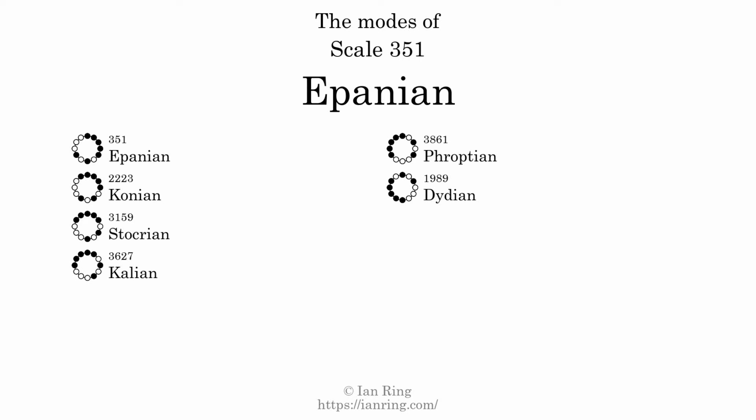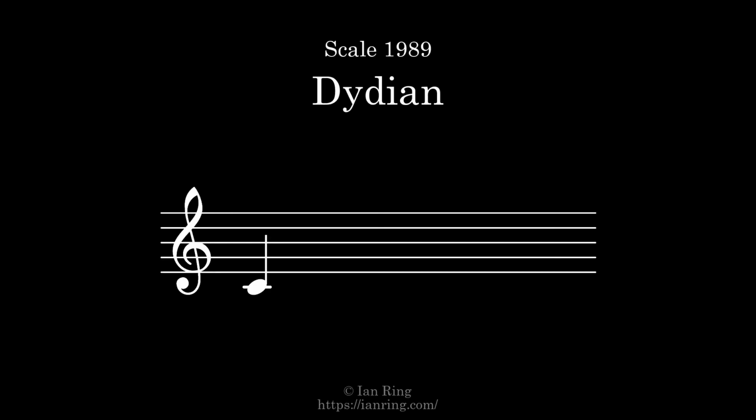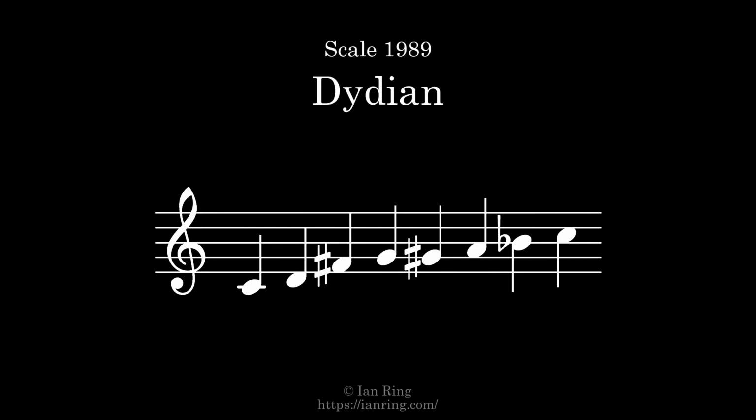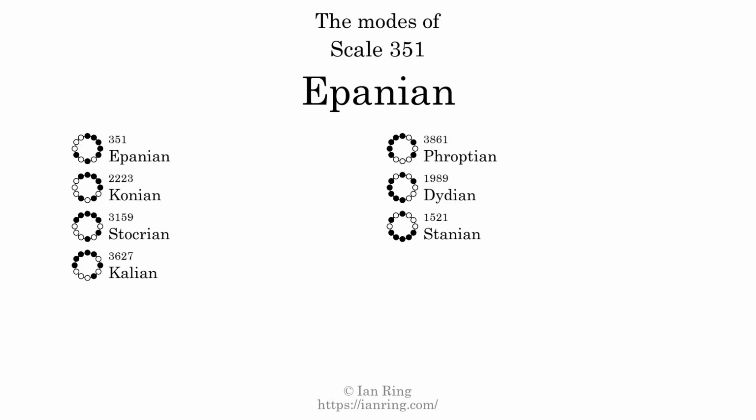The sixth mode is scale 1989, also known as Didion. It sounds like this. The seventh and last mode is scale 1521, also known as Stanian. It sounds like this.